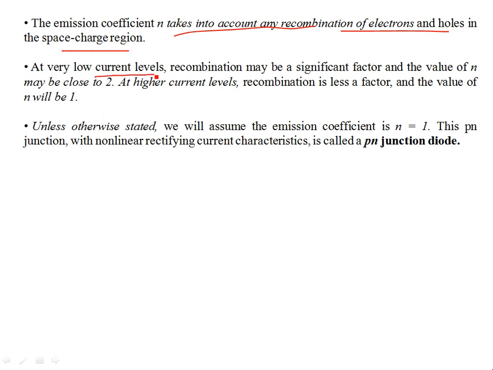Now, at very low current levels, the recombination may be a significant factor. Because of a lot of recombination, you don't have a lot of current, so you have low current, and this value can be close to 2. At higher current levels, the recombination is less a factor, and the value could be taken as 1. Unless otherwise stated for this text, we'll assume the emission coefficient, or the ideality factor, of the diode to be equal to 1, and this PN junction with non-linear rectifying characteristics is called a PN junction diode.